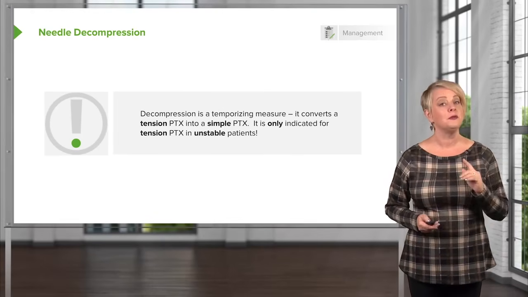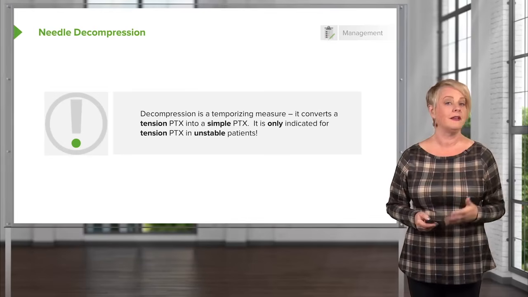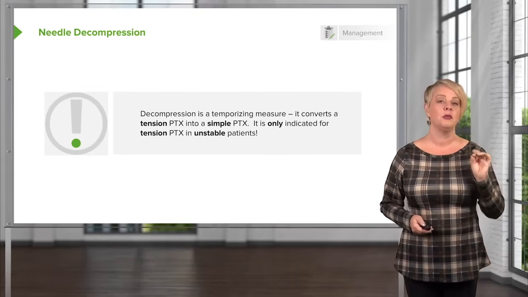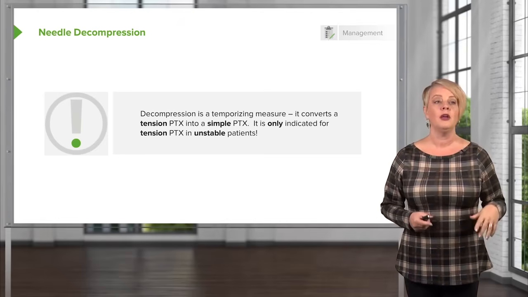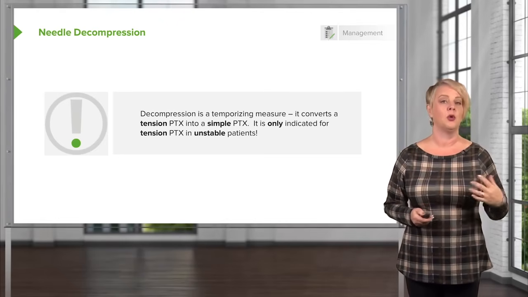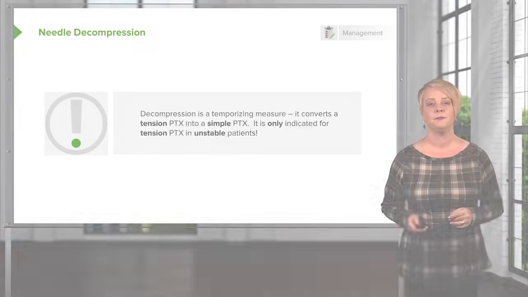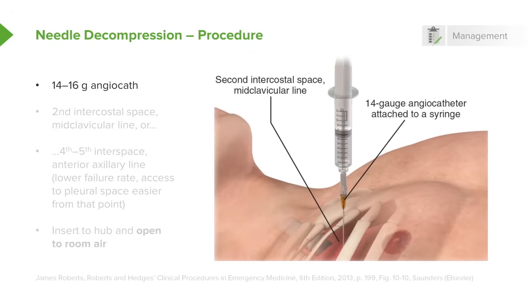Needle decompression is also not indicated for simple pneumothoraces because it doesn't do anything for those patients. We only use it for unstable patients with tension pneumothorax, and the goal is to restore their normal perfusion and normal oxygenation while we go about providing them with definitive treatment. So how do you do the procedure? It's actually a very simple and straightforward procedure, and it's incredibly rewarding to perform because patients go from being in extremis to being stable and comfortable and happy very, very quickly. So if you get a chance to do this, I think you'll find it to be very satisfying.